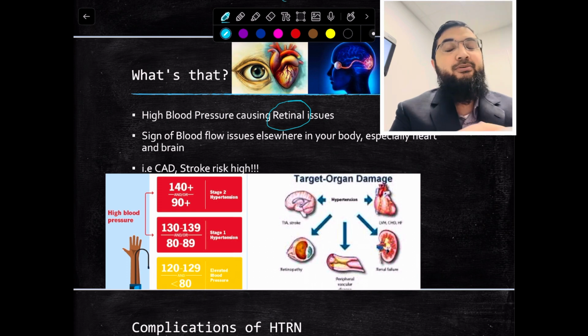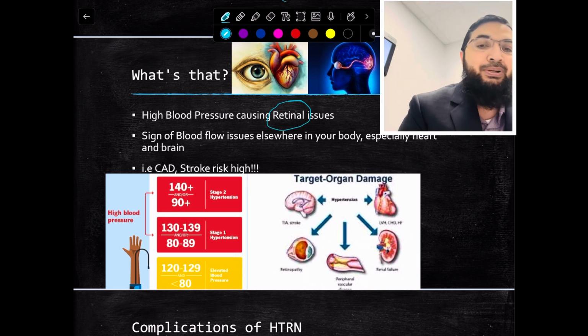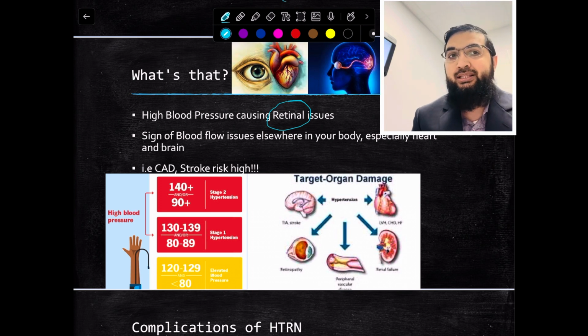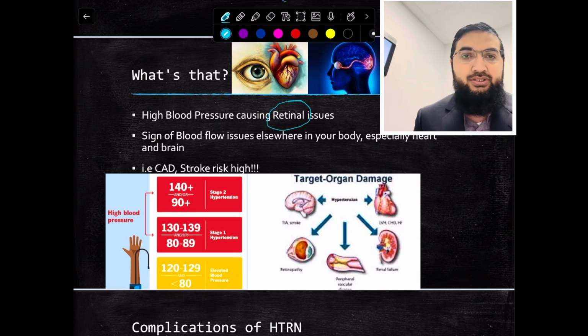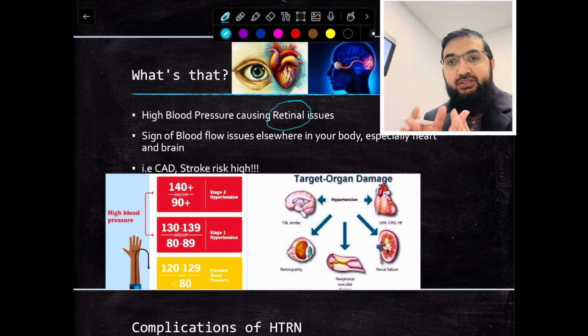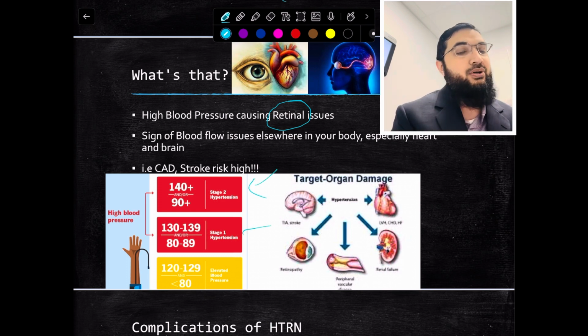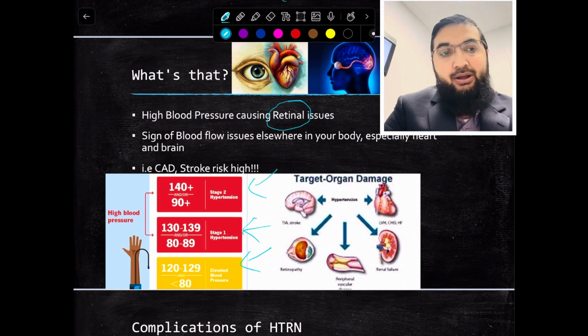It's a sign of a blood flow issue at other places inside your body as well. That's the important thing: if you have hypertensive retinopathy, you have a higher risk of cardiac problems, brain problems, kidney problems, and problems in the peripheral arteries or the veins of your body. So it's important. Here are some guidelines about your blood pressure and the stages. I have discussed those things in my other videos, so please check them out.